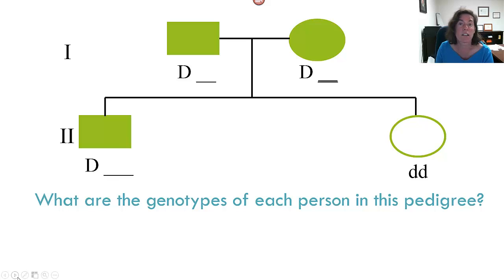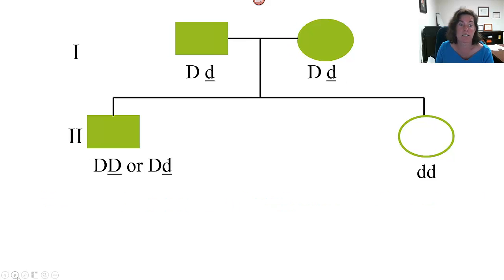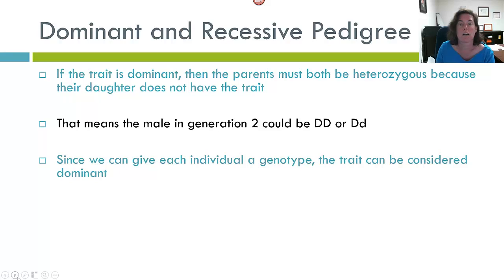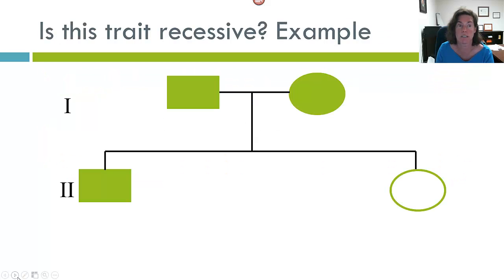So it is possible that this pedigree is in fact dominant. This trait is in fact dominant. Okay, so if the trait is dominant, the parents must both be heterozygous because their daughter does not have the trait. That means the male in generation 2 could be homozygous dominant or heterozygous. Since we can give each individual a genotype, the trait can be considered dominant.